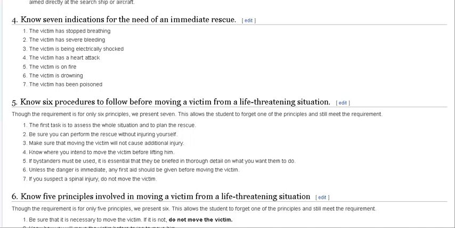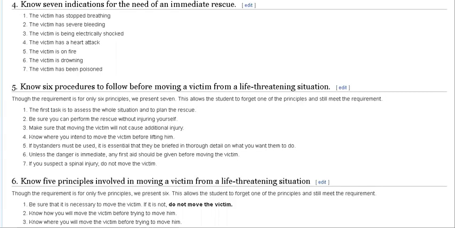Number 6, unless the danger is immediate, any first aid should be given before moving the victim. Alright. And number 7, if you suspect a spinal injury, do not, guys, do not move the victim. Spinal injuries, we've spoken about this when we covered the brain and behavior: paralysis, paraplegics, quadriplegics. That's a rough life. So try and do as much for the person as you can without moving them.